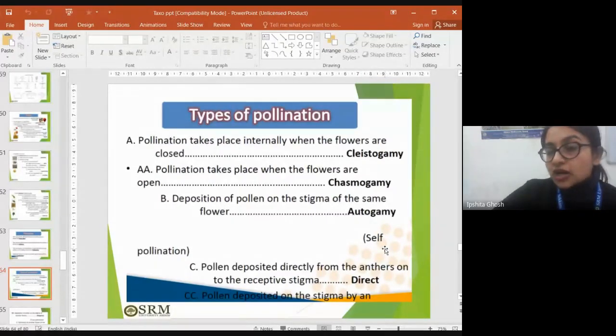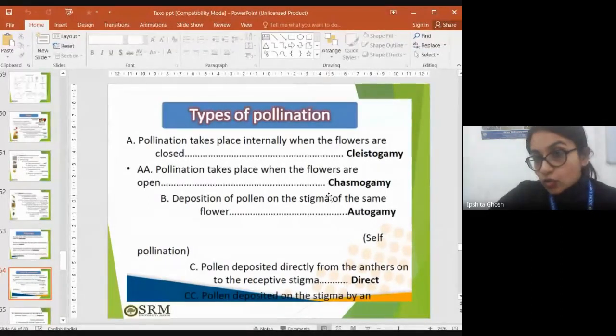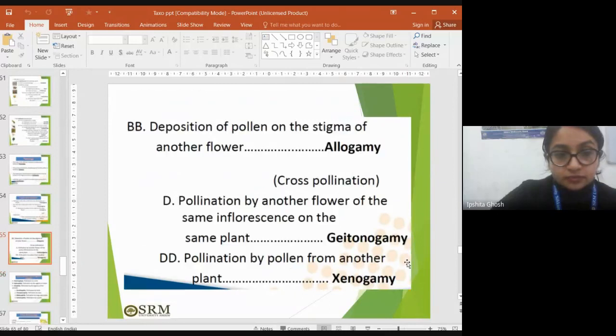So if you're asked about another synonymous term for self-pollination, then you should be able to write it as autogamy, right? So what about pollen deposited directly from anthers on the receptive stigma? It's called direct pollination. Now, deposition of pollen on the stigma of another flower, this is another term for cross-pollination.